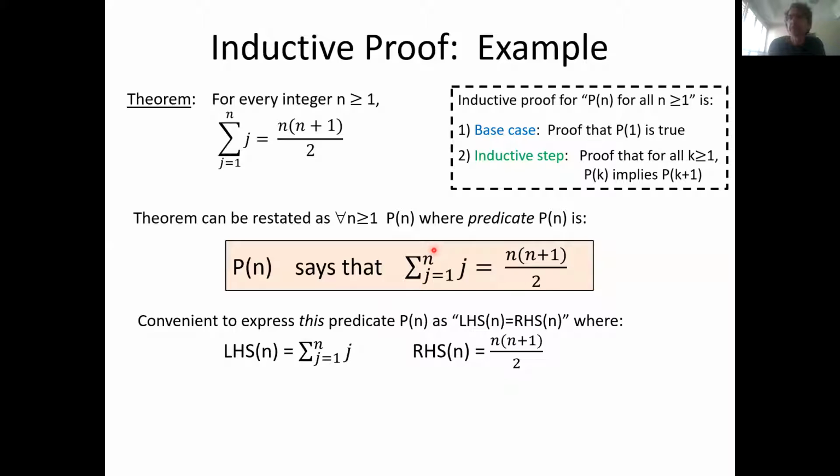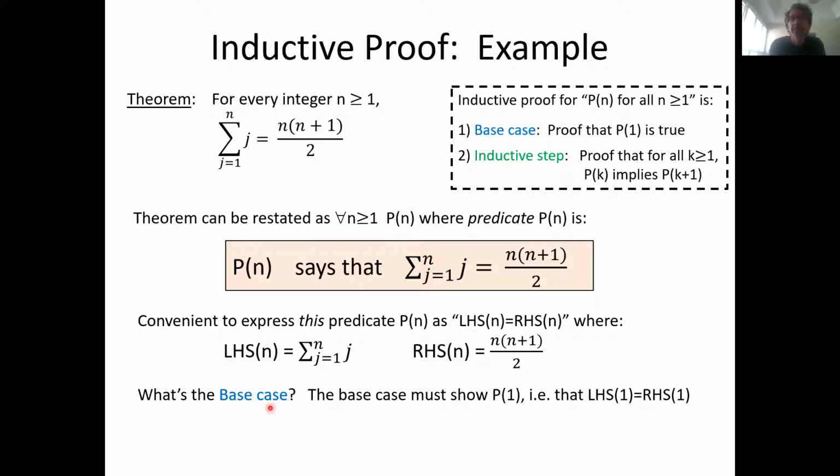For this particular predicate and for these types of predicates, it is convenient to think of this as some function of n. Let's call this the left-hand side function. For every n, it assigns this summation. And this is also some function of n. Let's call it the right-hand side function. For every n, it assigns n times n plus 1 over 2. And the predicate is that the left-hand side function and the right-hand side function always have the same output, same value.